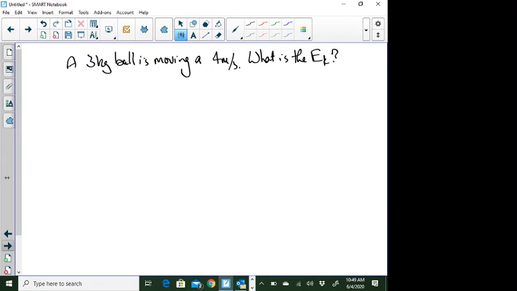So we can talk about a 3 kilogram ball moving at 4 meters per second. What is the kinetic energy? 3 kilograms, what does that represent? The mass. Then we have 4 meters per second. What is that number? The speed, the velocity. And for our EK.